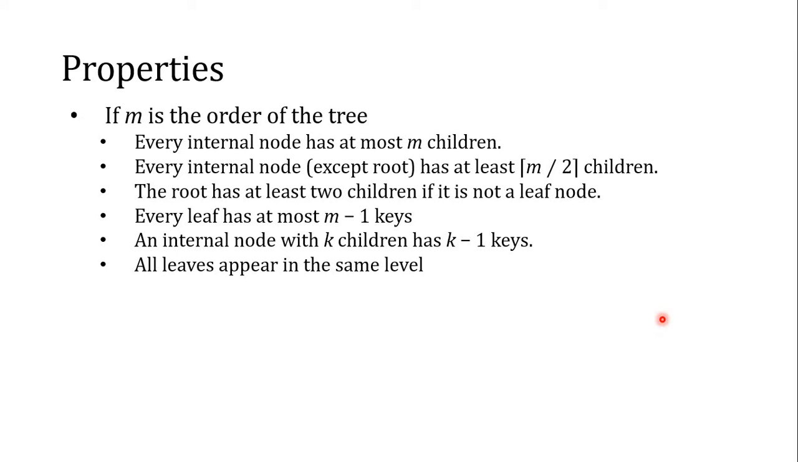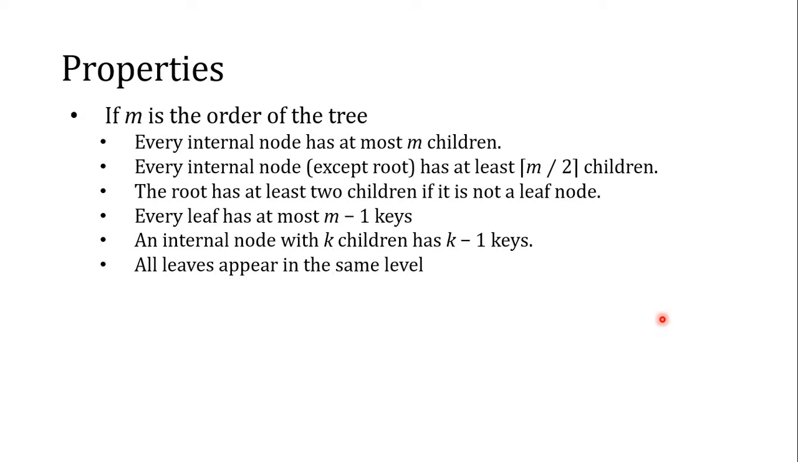Every internal node except the root node has at least M by 2 children, where we take the ceiling value. So if M is equal to 5, then M by 2 is equal to 2.5. If we take the ceiling value, it will be 3. The root has at least 2 children if it is not a leaf node.